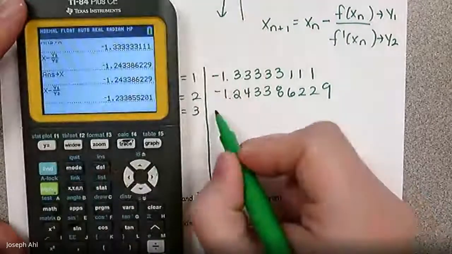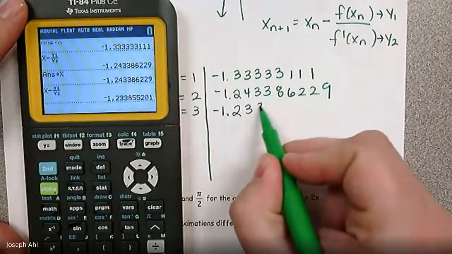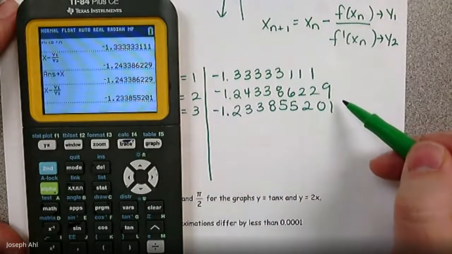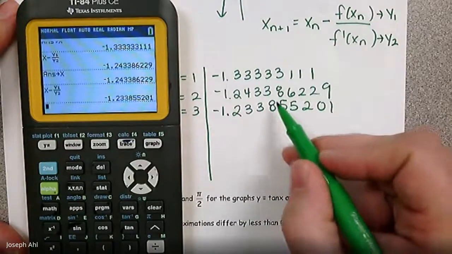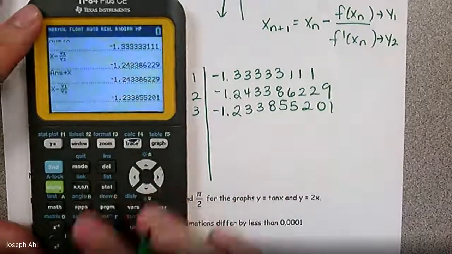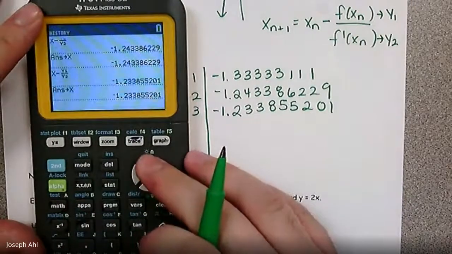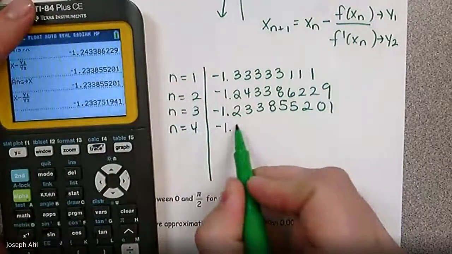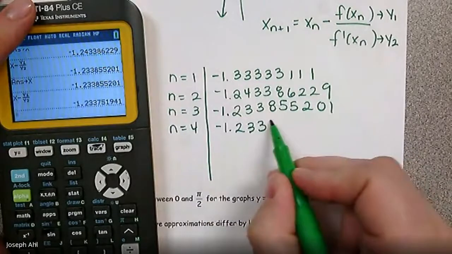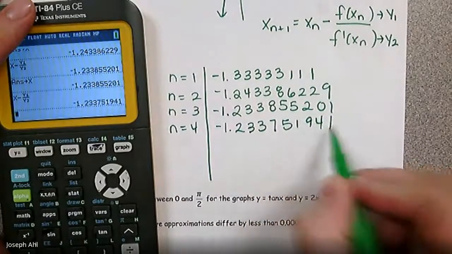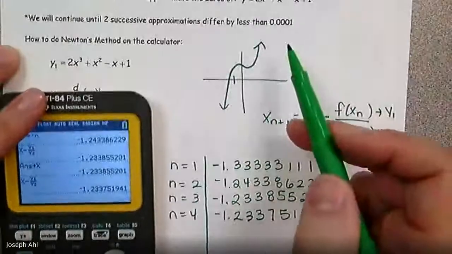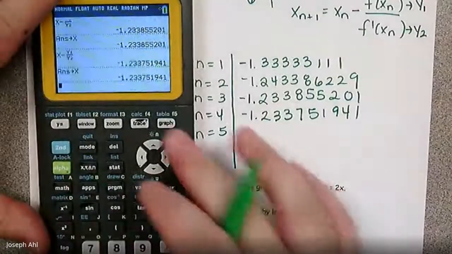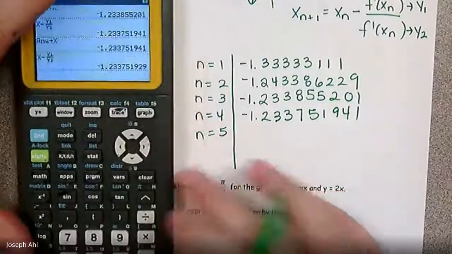And notice how our iterations are starting to really narrow down on the actual root here. Here's the next guess. Do these differ by less than 1/10,000th yet, out to the 4th decimal place? Not quite. So now store this in X, and repeat the process. For n equals 4, the 4th iteration, we get -1.233751941. The difference there is not quite less than 1/10,000th, but we're so close. I think if we just do one more, n equals 5, store this in X one more time and run our approximation.